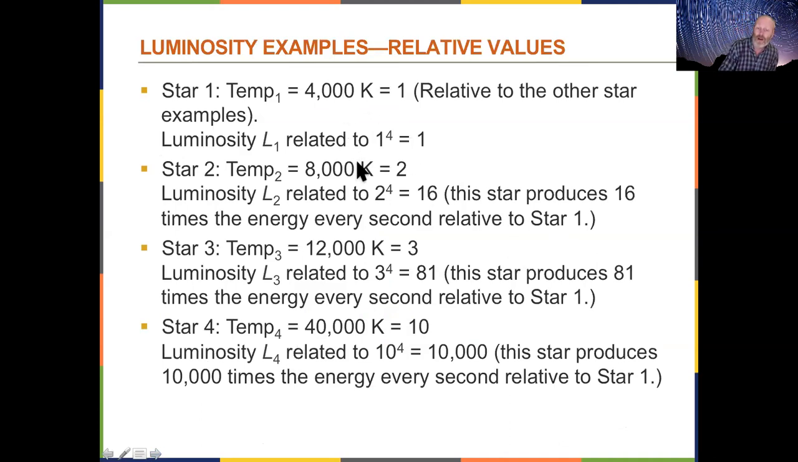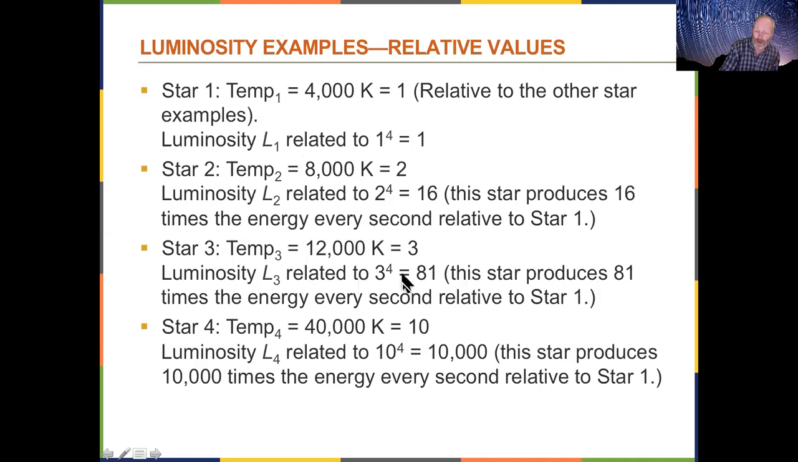As stars get hotter on their surface, the luminosity goes up by the power of 4. So remember, as things go away from us, they diminish by a square. Here we're going up to the power of 4. So if a star is twice as hot as the other, it'll be 16 times: 2 times 2 times 2 times 2, 4 times 4, 16. It'll be 16 times the level of energy that's coming off of that star.